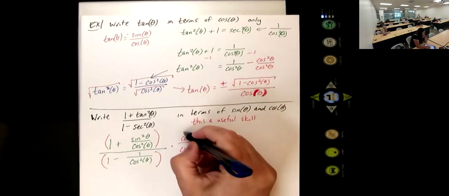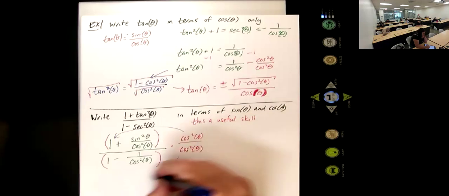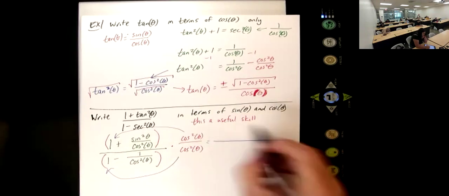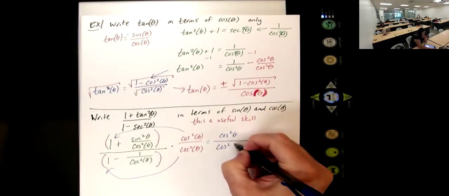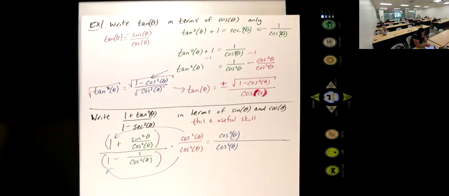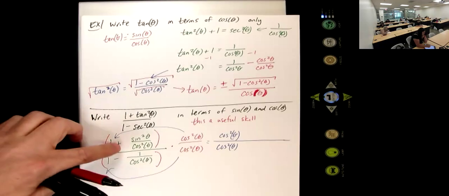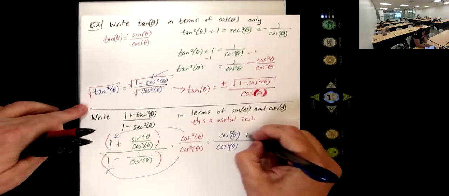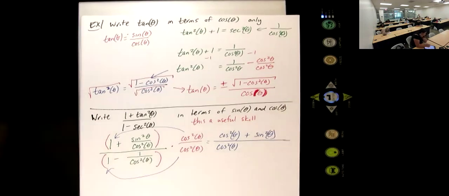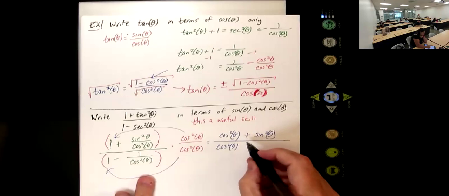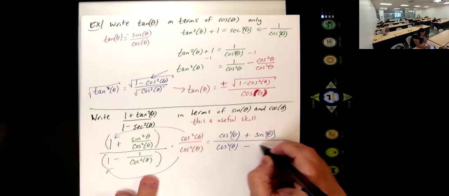If I do it to the ones on top and bottom, I'll have cosine squared theta for both ones. On the sine squared theta over cosine squared theta, the cosine squared thetas will cancel out. And on this one, the cosine squared theta cancels out, we're left with -1.